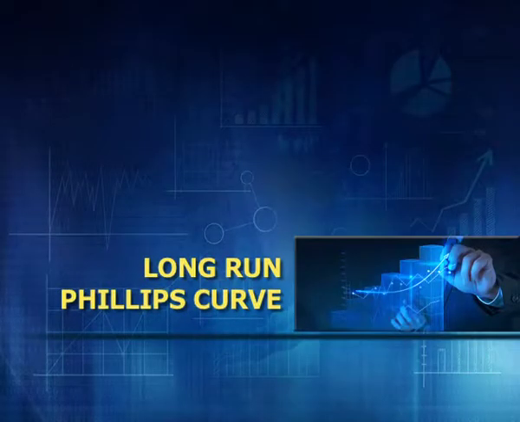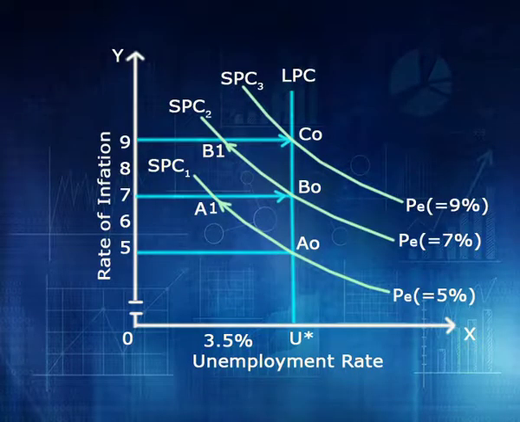Let us now understand long run Phillips curve. Now suppose in the long run, for some reasons, the government adopts expansionary fiscal and monetary policies to raise aggregate demand. This brings us to the concept of long run Phillips curve, which has been put forward by the economists. According to them, the economy will not remain in a stable equilibrium position at A1.